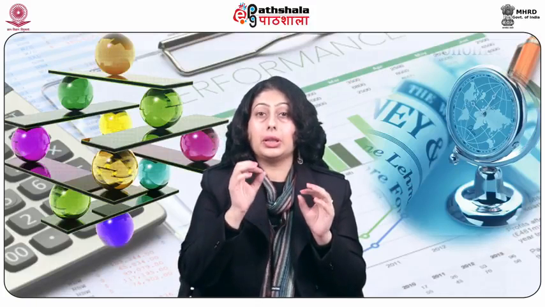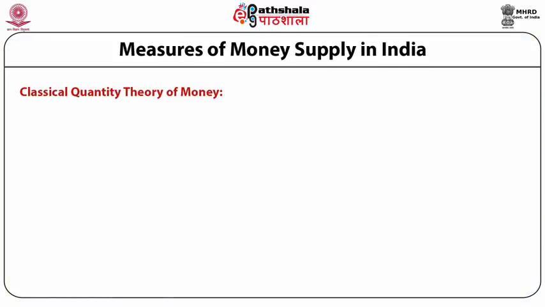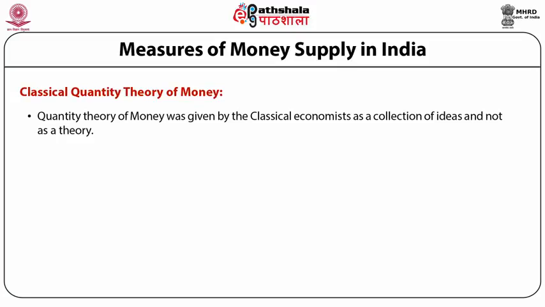Given below are the different theories which explain the determinants of the demand for money. Classical quantity theory, Keynesian demand for money theory, post-Keynesian theories of demand for money. Classical quantity theory of money. Quantity theory of money was given by the classical economists as a collection of ideas and not as a theory. Therefore, there are several versions of this theory. We shall discuss the version given by Irving Fisher.